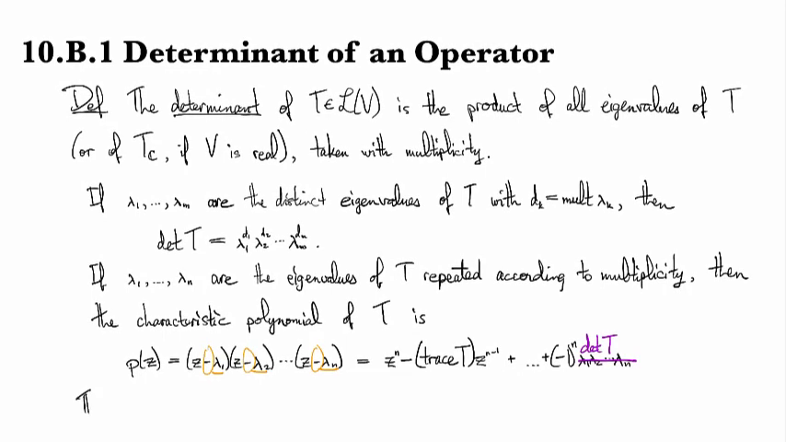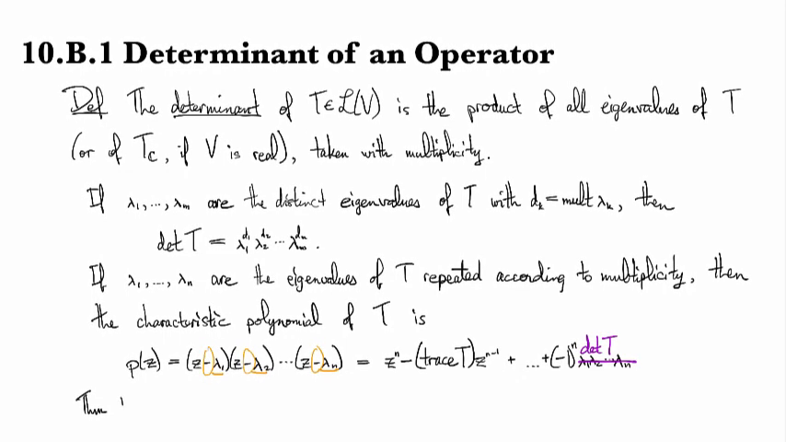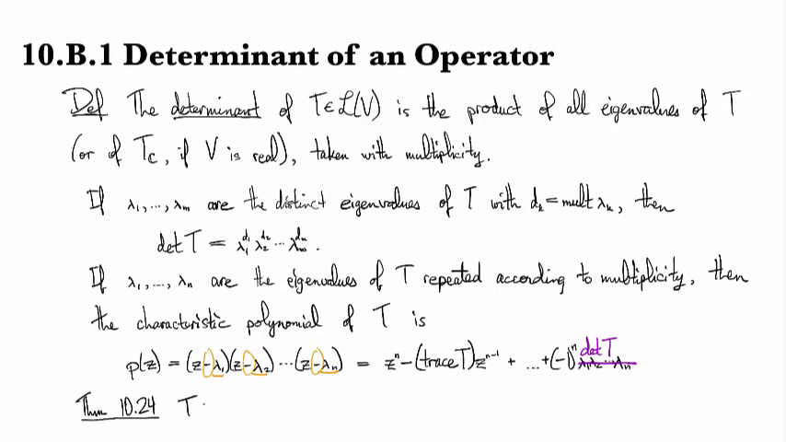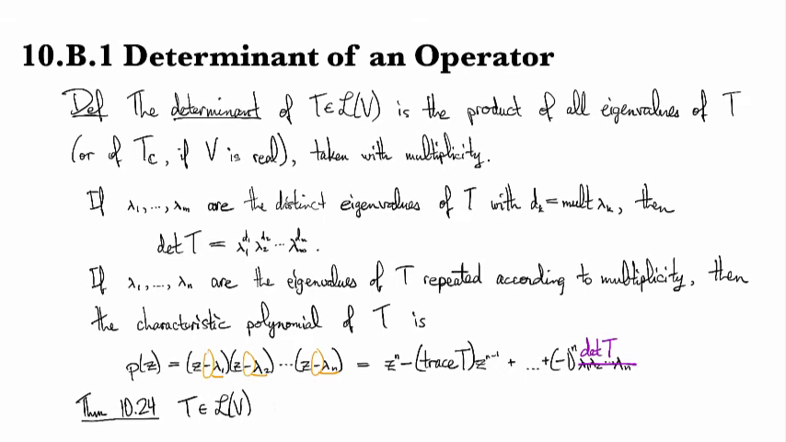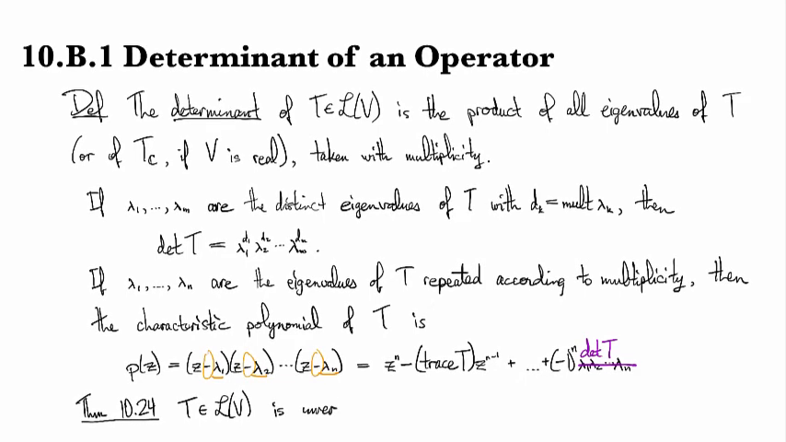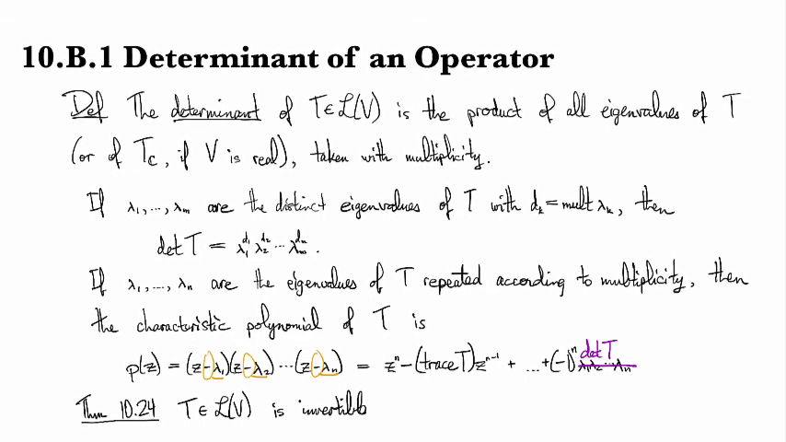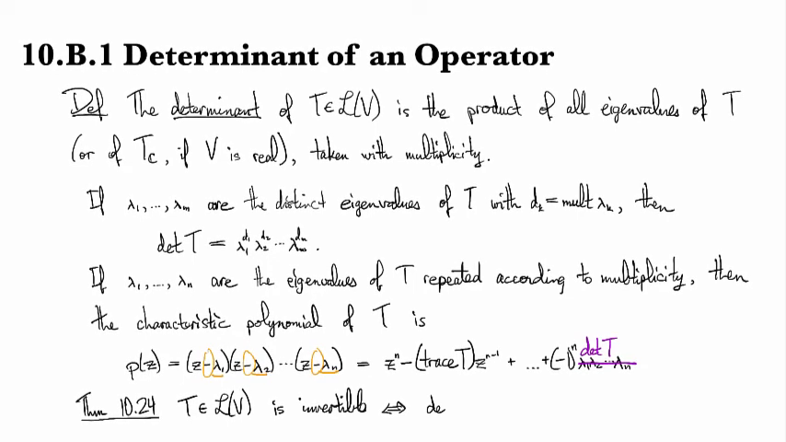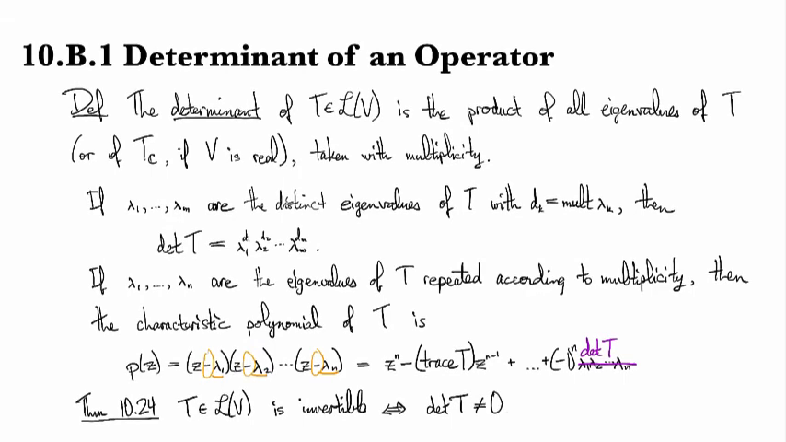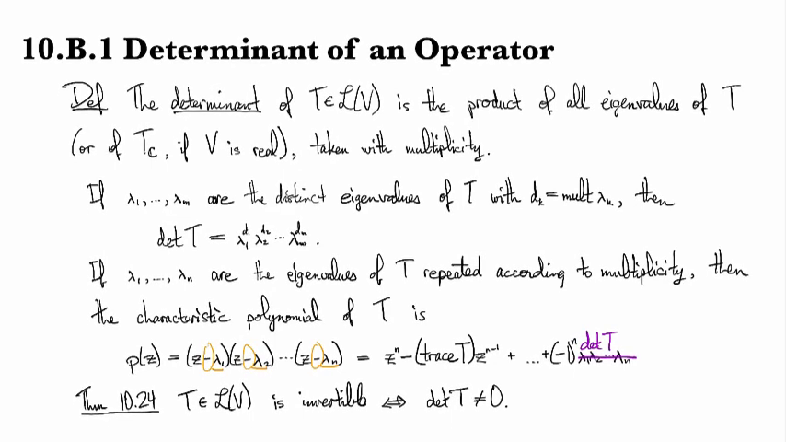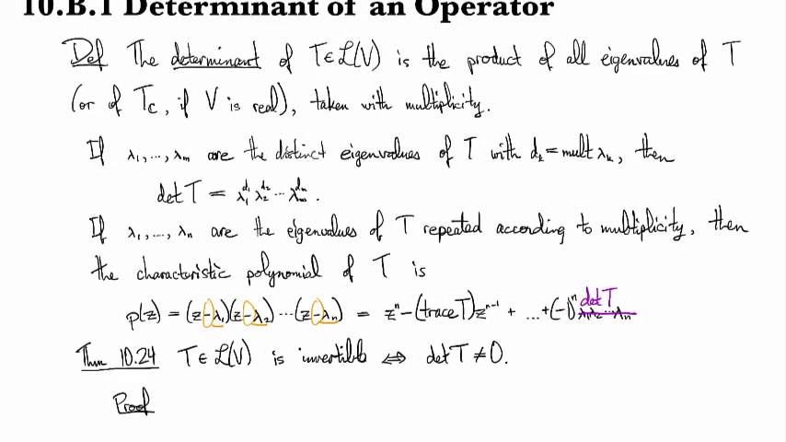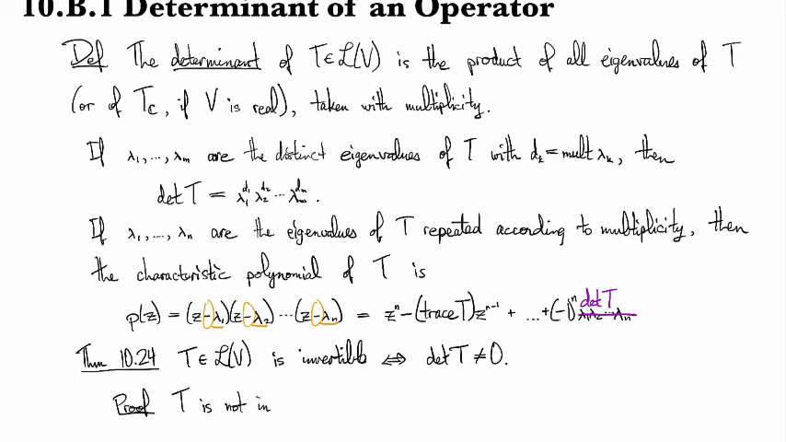So then we have theorem 10.24, which is that an operator is invertible if and only if the determinant is non-zero. And so to prove this, I'll work with the contrapositive of the statement and say, let's look at when T is not invertible.